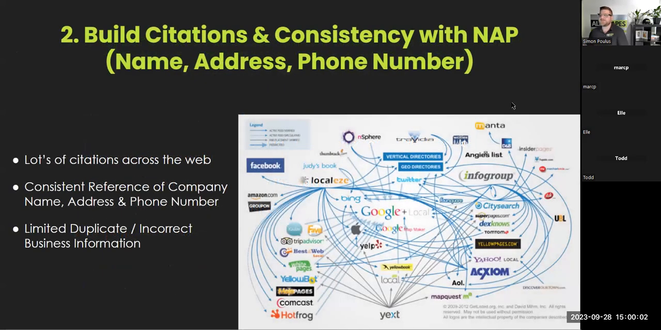Number 2, building citations and consistency with NAP. There are literally hundreds of different citations across the web, and again, we want to make sure the information is correct across all of them. We also want to limit the number of duplicate listings we have. We don't want to confuse Google, or users.